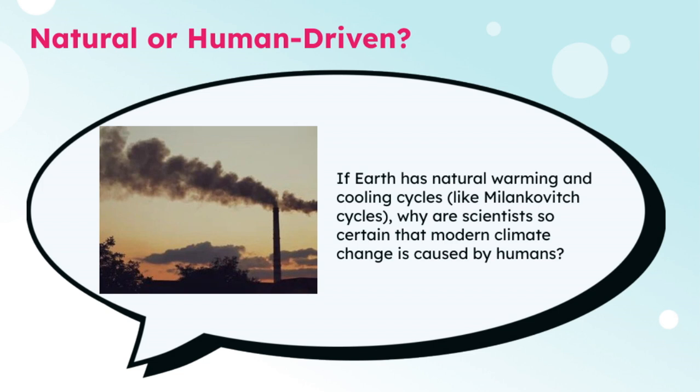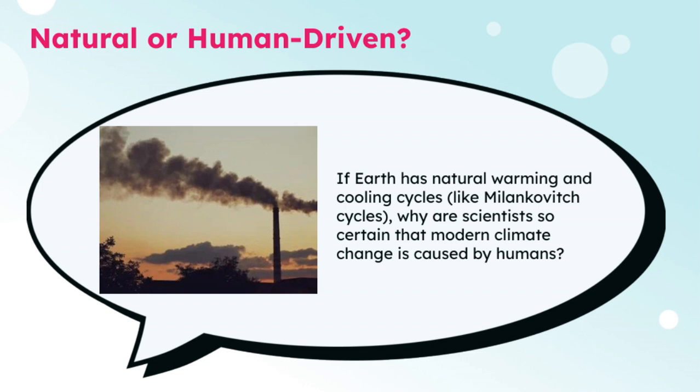But modern climate change does not match the timing or speed of these natural cycles. Milankovitch cycles happen over thousands to hundreds of thousands of years. Modern warming has happened very rapidly, especially over the last 150 years. This timing is important because it lines up with the Industrial Revolution, when humans began burning fossil fuels on a much larger scale. Burning coal, oil, and gas releases carbon dioxide. As carbon dioxide levels have risen, global temperatures have also risen.